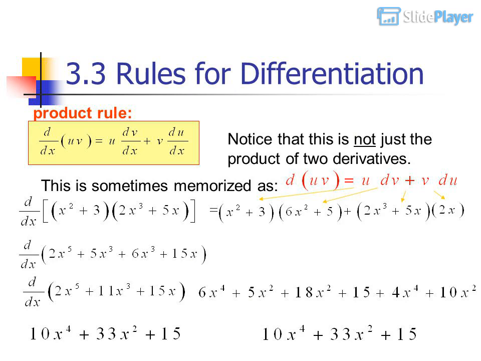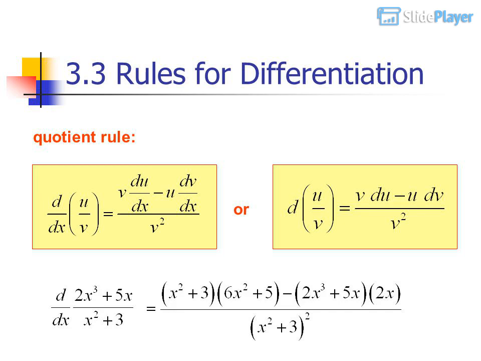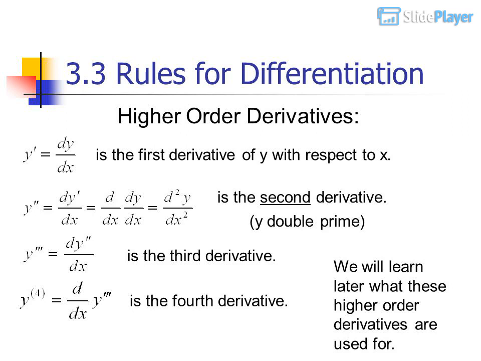Product rule. Notice that this is not just the product of 2 derivatives. This is sometimes memorized as a short formula. Product rule proof: add and subtract u(x+h)v(x) in the numerator. Quotient rule.